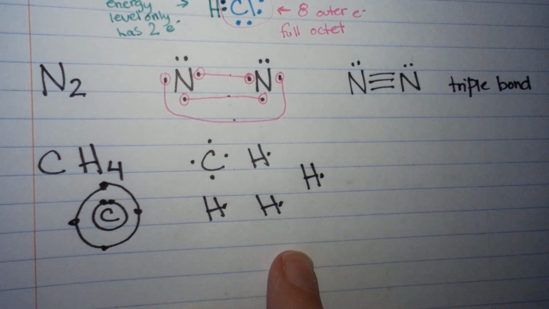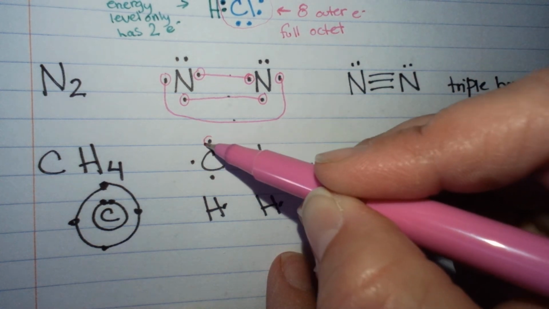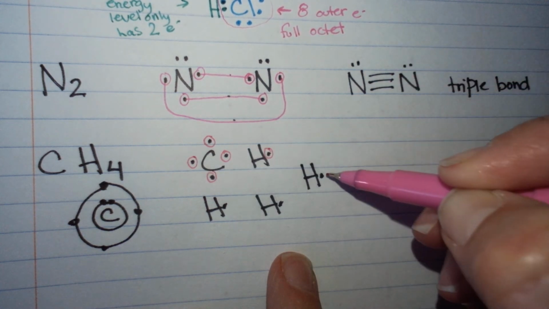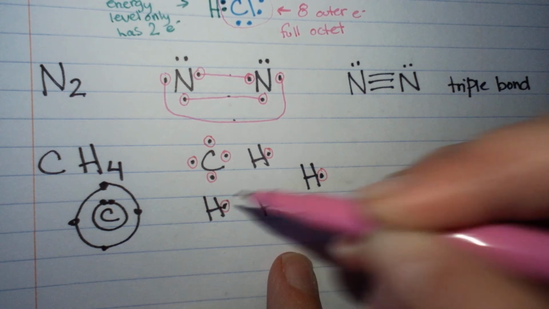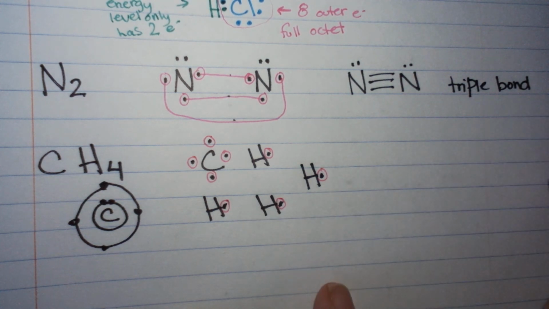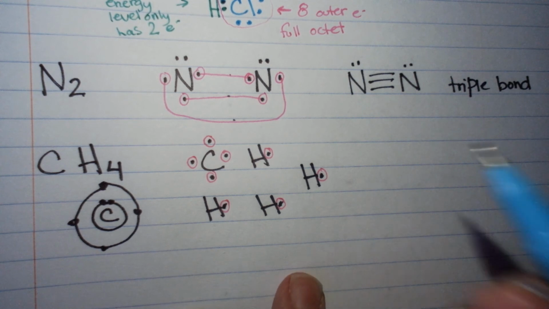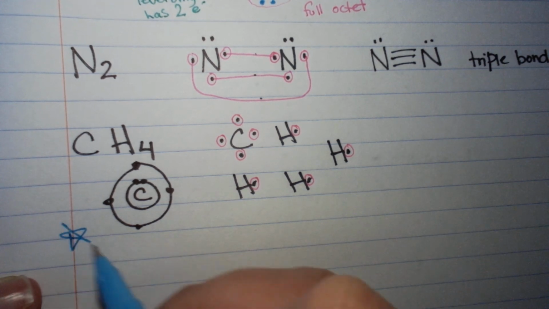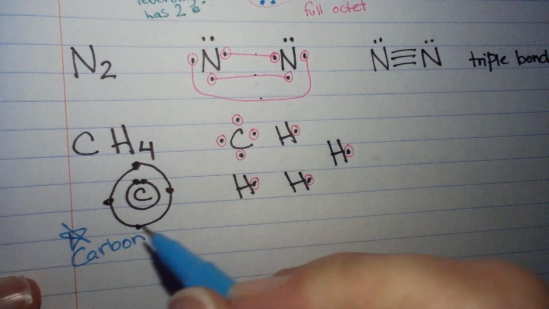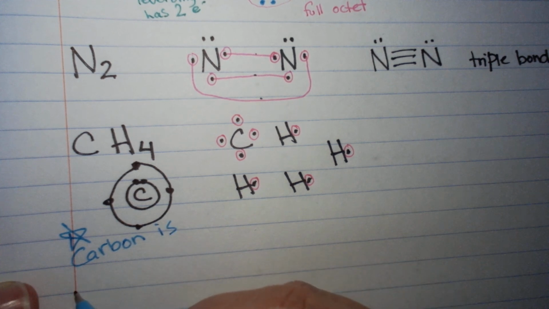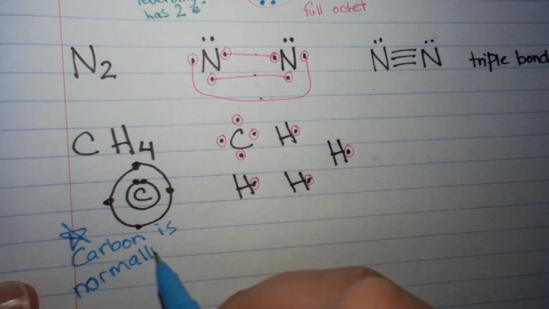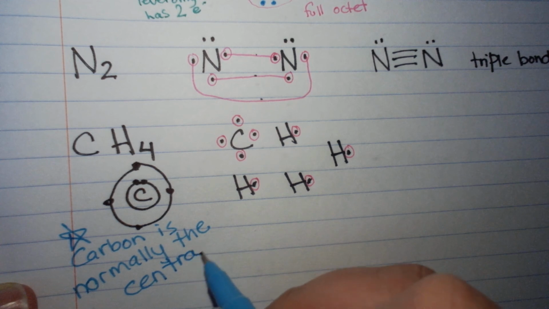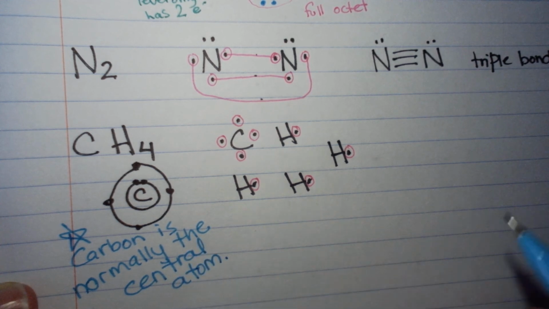Okay. So as we look at it, carbon has these 4 lonelies. They don't have anybody sitting next to them. Hydrogen's electron is always lonely. It always wants to find a buddy. And one kind of tip or hint for this kind of molecule is that carbon is normally, we'll just write it that way, the central atom. So it's in the middle. It's in the center.